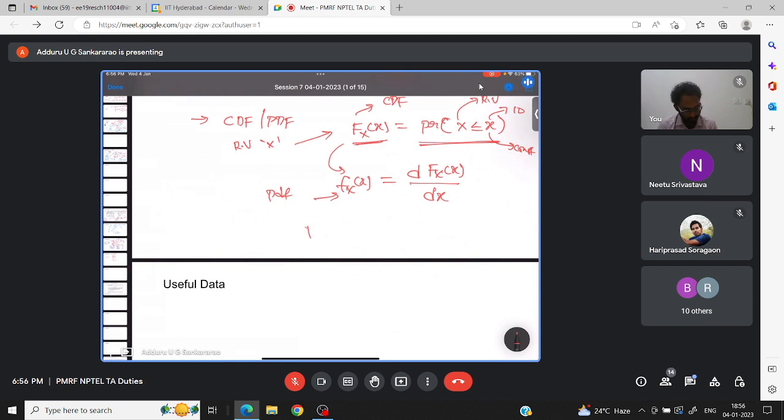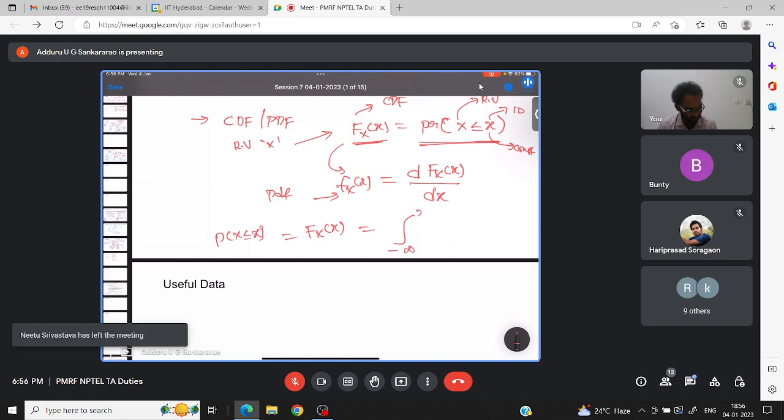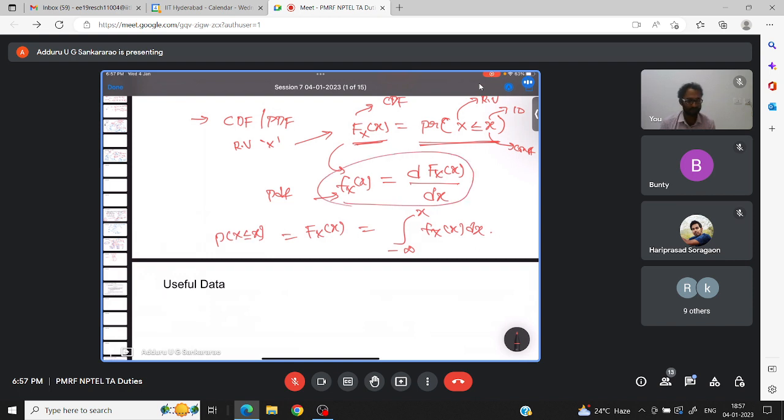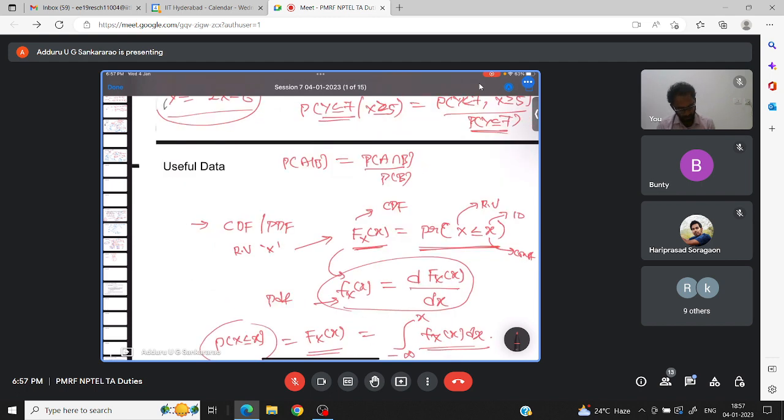Then how to get Fx(x) from this? Integration, right? Obviously, Fx(x) is nothing but the probability of X less than or equal to x. To get it, integrate from minus infinity to x. You take integration on both sides, then the integration of the PDF gives the CDF, or the probability of X less than or equal to x. Using this, I'll solve this problem.